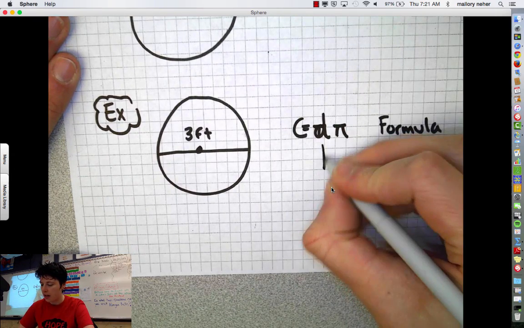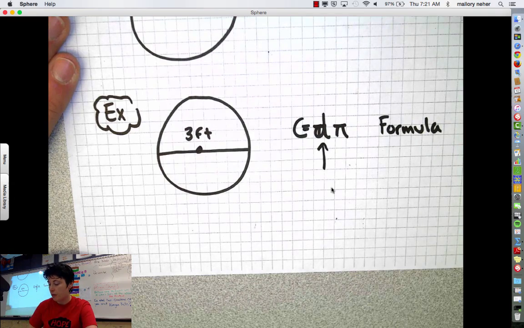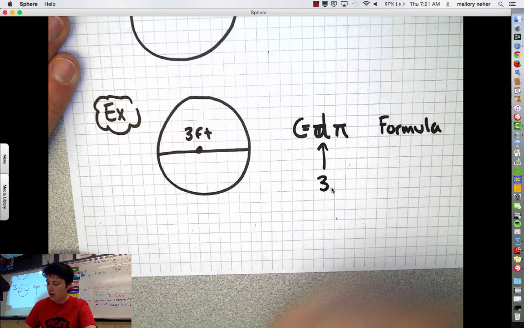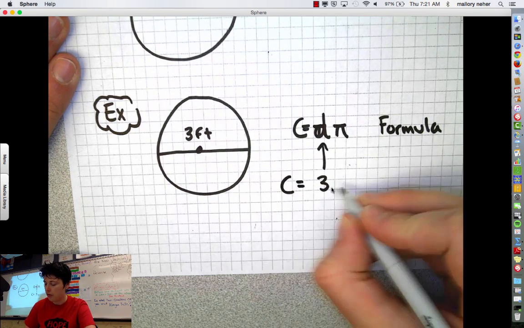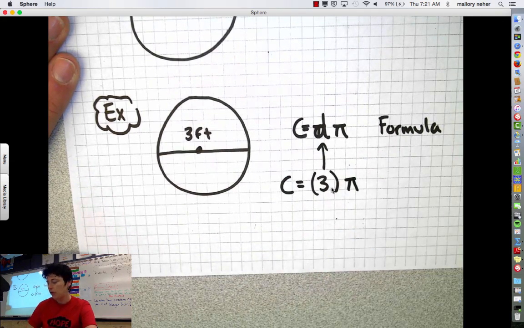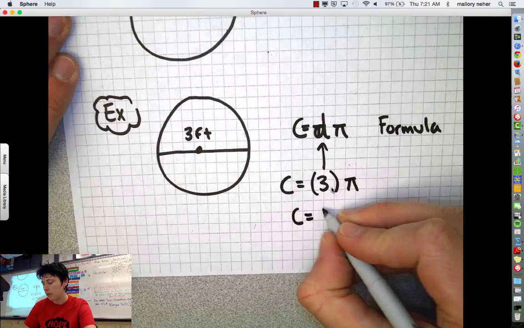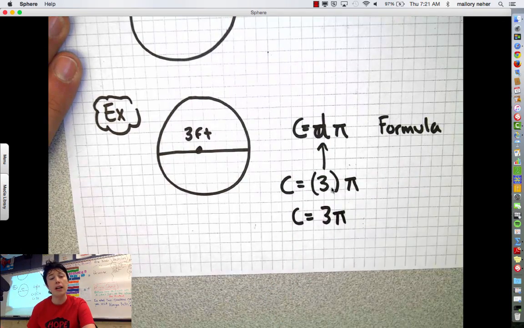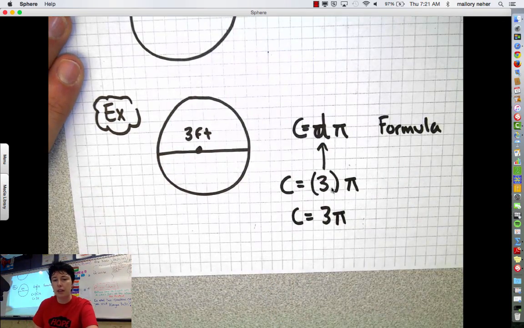I know what diameter is. That was the given piece of information. The diameter is 3 feet. So circumference is equal to 3 feet times pi. If I didn't have a calculator, I would probably be stuck with an answer of 3 pi. That's all I could really do without my calculator.